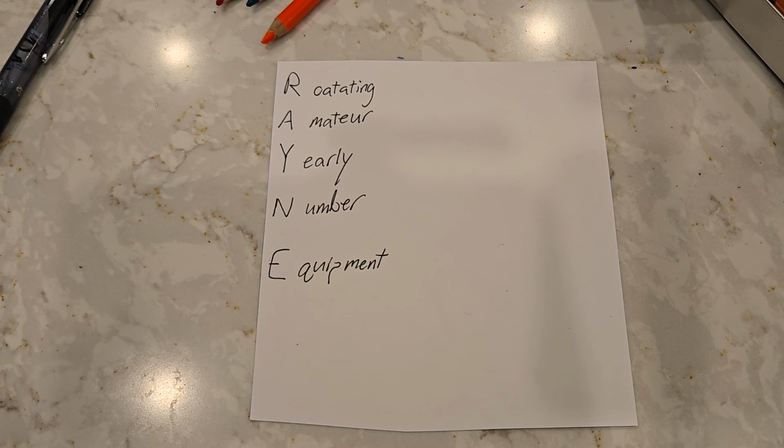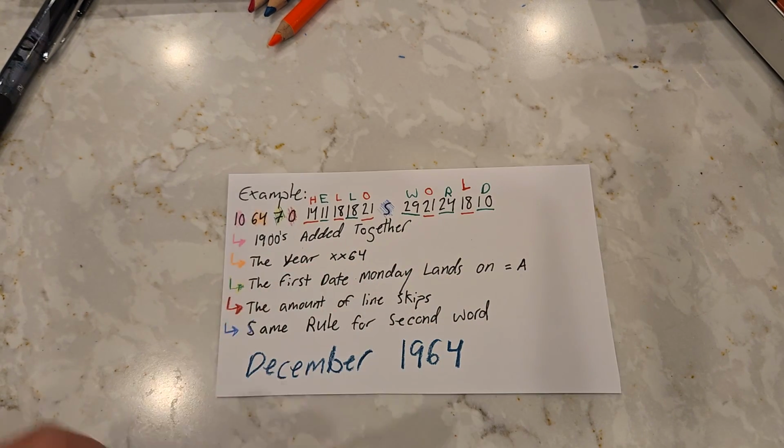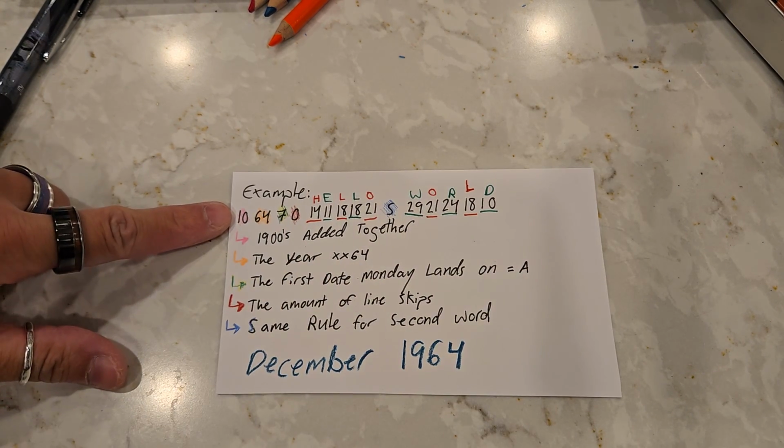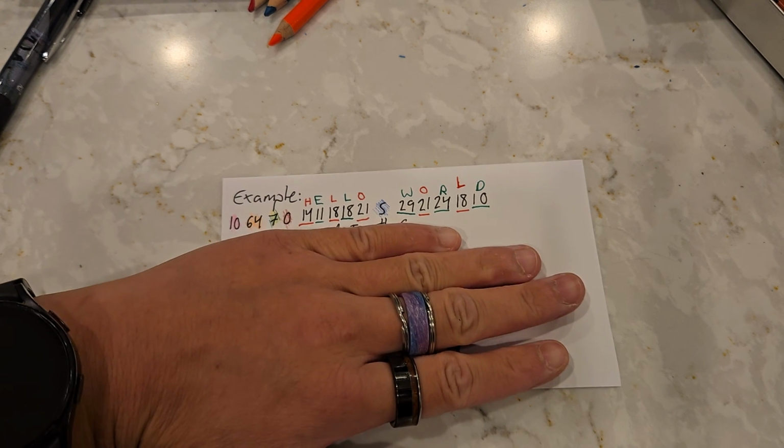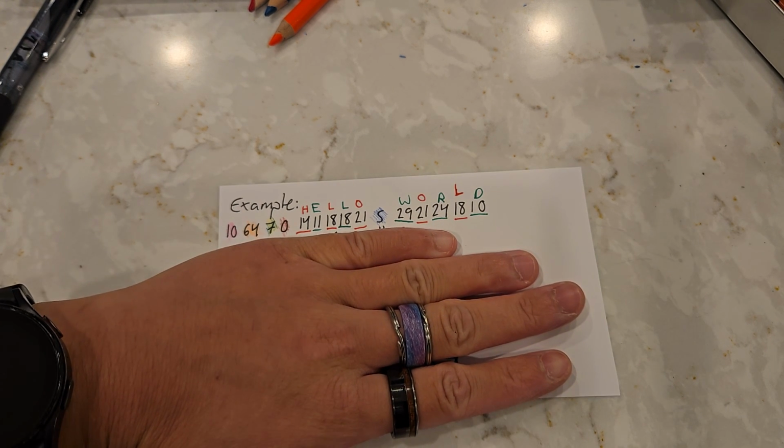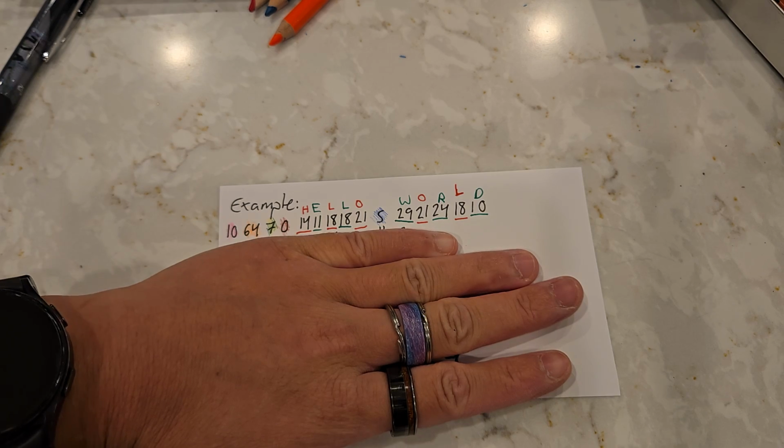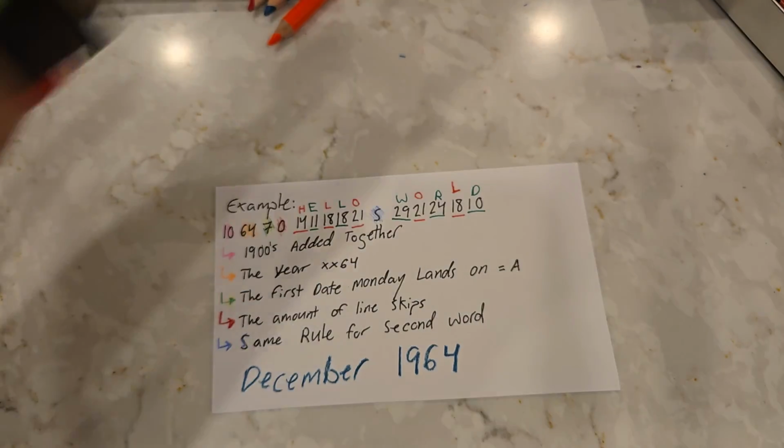So I wanted to go over something that I thought was pretty cool. It's called Rotating Amateur Yearly Number Equipment, or R.A.Y.N., which is easier to say or think about. So basically, let's use this example. This is kind of like what the code would be. I'll explain what they mean in a second, but somehow that spells out hello world.